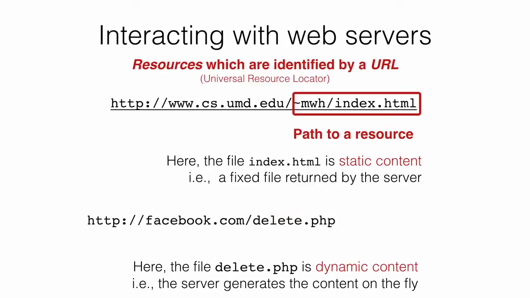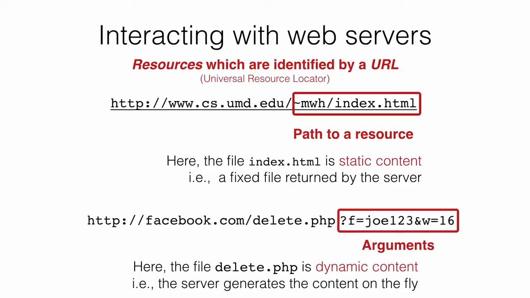Now sometimes URLs also have what are called arguments that direct how the server is going to do the rendering for dynamic content, how it's going to produce the page that's ultimately returned back to the client. So here we have a couple of arguments, F, which is set to Joe123, and W, which is set to 16.